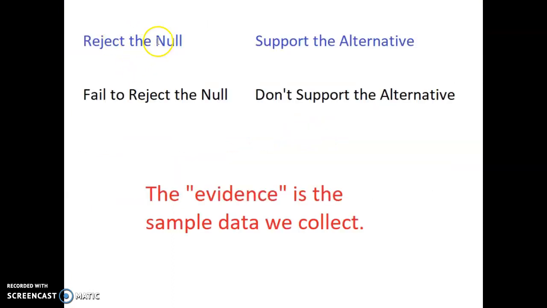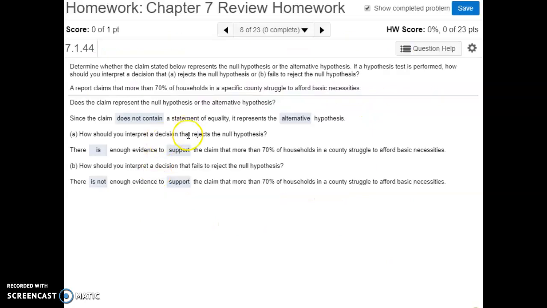So remember our two possibilities. If we reject the null, it means the evidence from our sample supports the alternative. If we fail to reject the null, it means that there's not enough evidence from our sample to support the alternative hypothesis. So rejecting the null is evidence to support the alternative, which in this case is our claim. Failing to reject the null, not enough evidence to support the alternative hypothesis, which in this case the alternative is our claim.